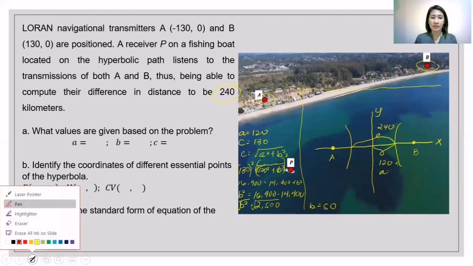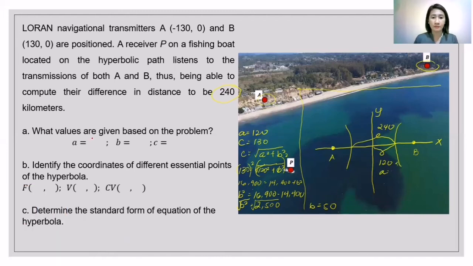So with that, we can answer letter A with all the values that we have. So a is equal to 120, b is equal to 50, and c is equal to 130. Now from here, we can solve for the foci, vertices, and co-vertices already. Identifying the foci, which is the c value, that becomes plus or minus 130, which is actually given. And the vertices, we have for a, plus or minus 120, 0. And for our co-vertices, we now have 0, plus or minus 50.